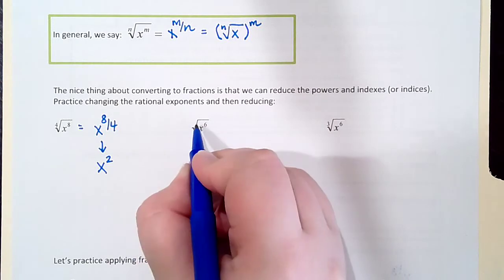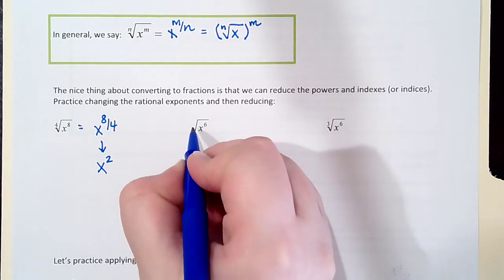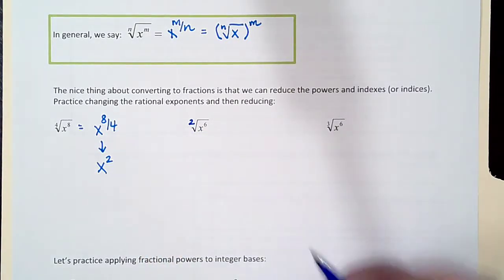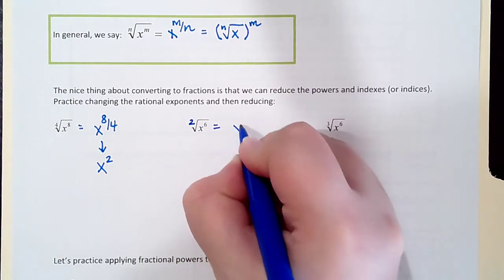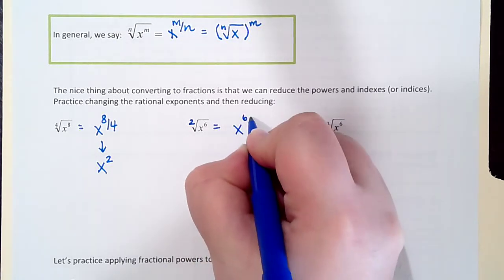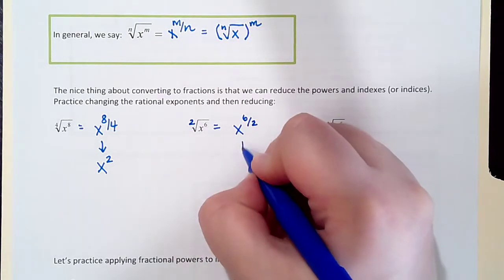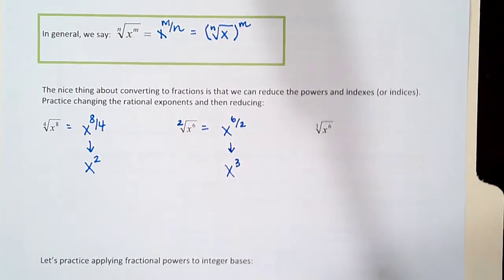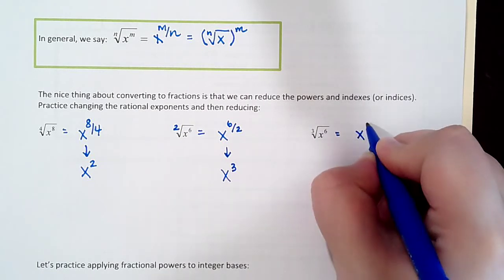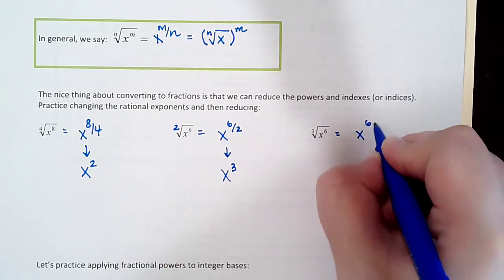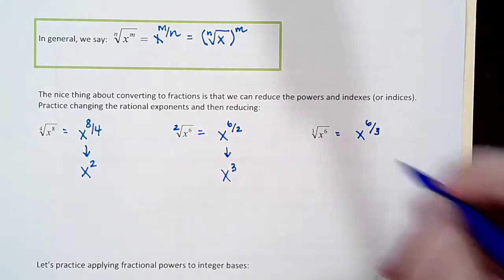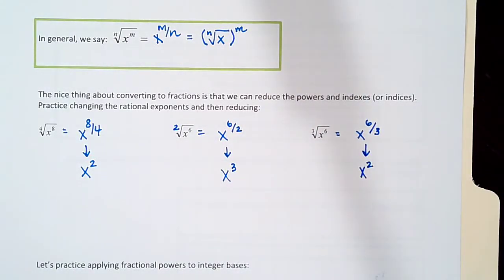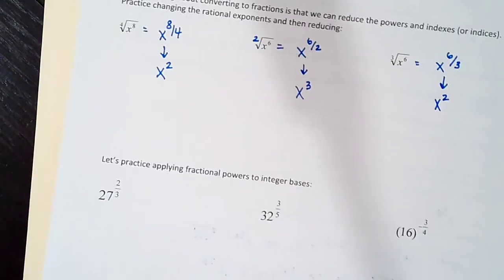This one, don't let it get you, even though there's no index. We know that a square root has this imaginary 2 outside. So when I rewrite this, it's the same thing as saying x raised to the 6 over 2, or simplified into the form x cubed. Same thing with this last one. We're going to simplify it to x to the 6 over 3, which simplifies back to x squared. I love it. So simple, so clean.